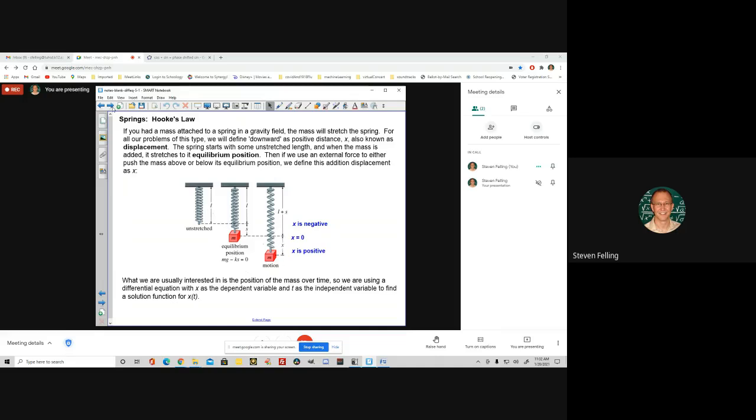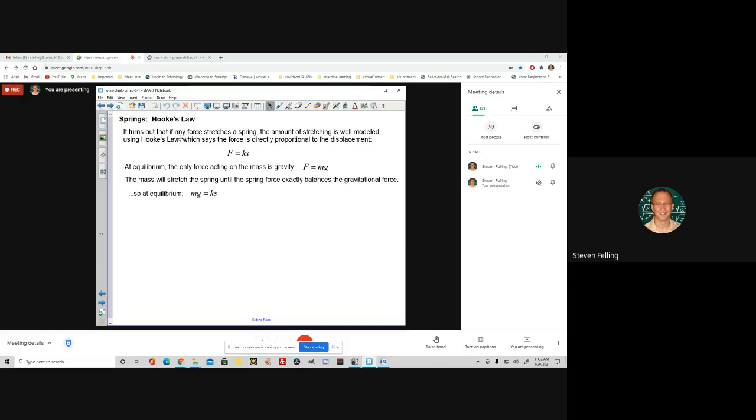It turns out that for any force that stretches a spring, as long as you stay within the non-deformation region, the amount of stretching is well modeled by Hooke's law, which says that the force is just proportional to the amount of displacement. So at equilibrium, where the only force acting is gravity, which is mass times the gravitational constant, the force from gravity is balancing the force from the spring. So mg is equal to ks. That's what happens when the spring is just sitting there.